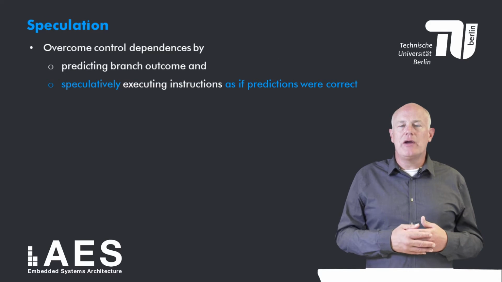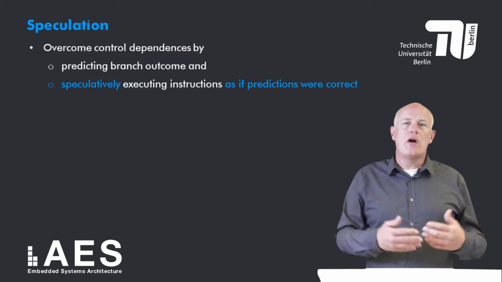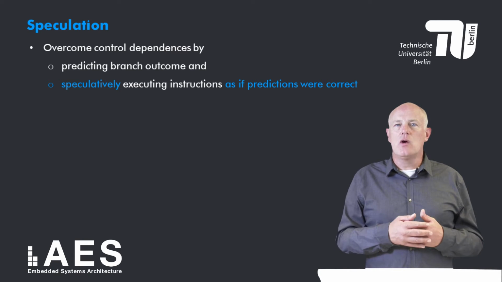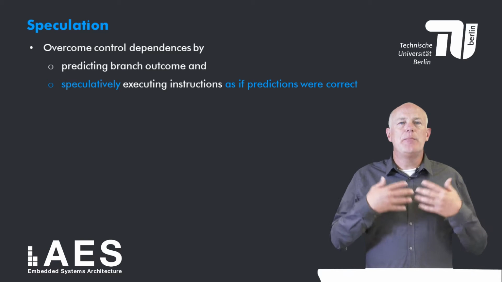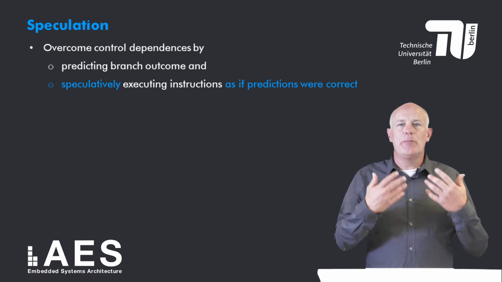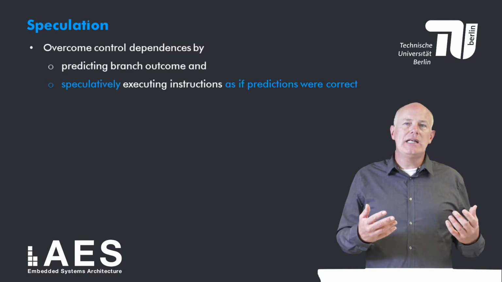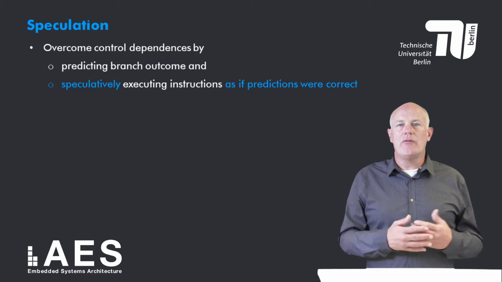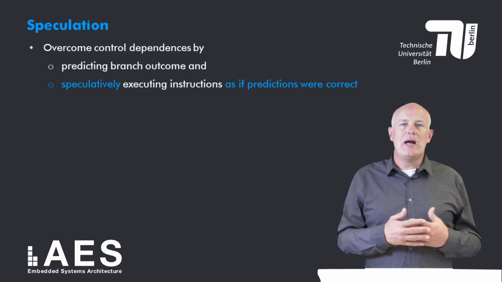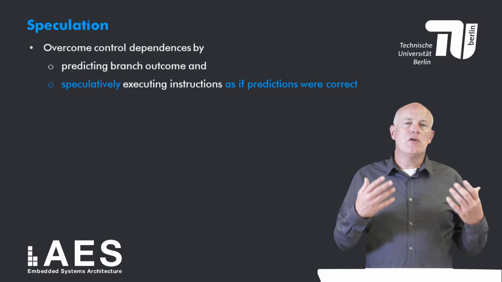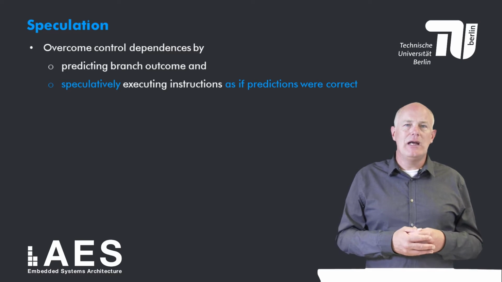Speculation, which is the topic of this lesson, aims at overcoming control dependencies. It does so by first predicting the outcome of each branch, and second by speculatively executing the predicted instructions as if our guesses were correct. Speculation can be performed in hardware or in software. In a later lesson I will describe several mechanisms that support speculation by the compiler. The focus of this lesson is hardware-based speculation.